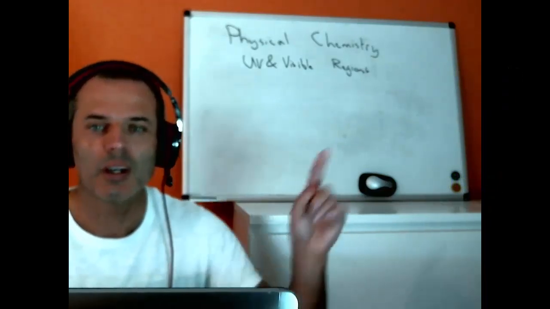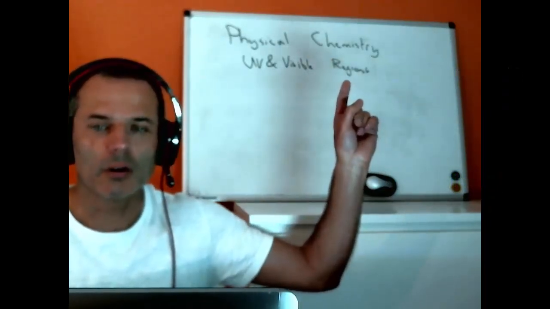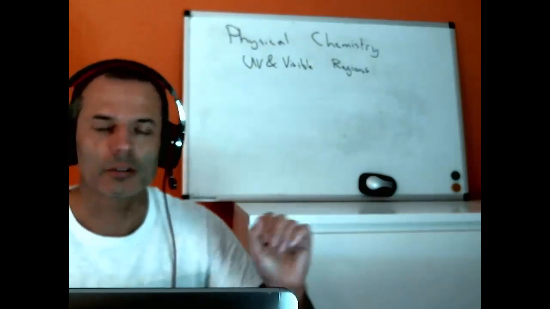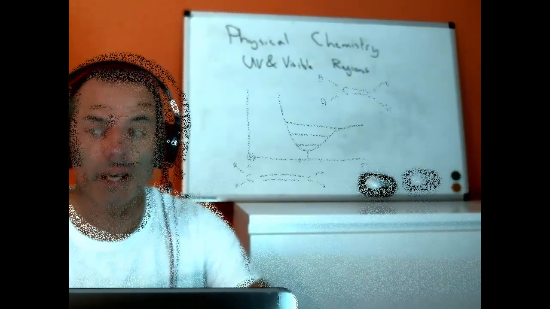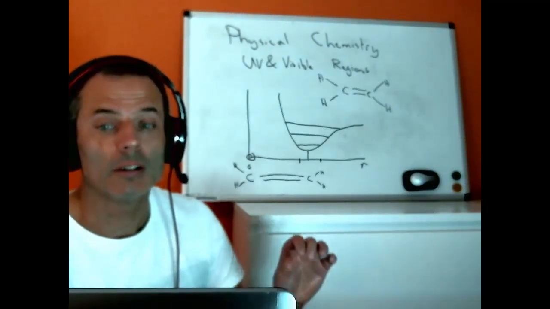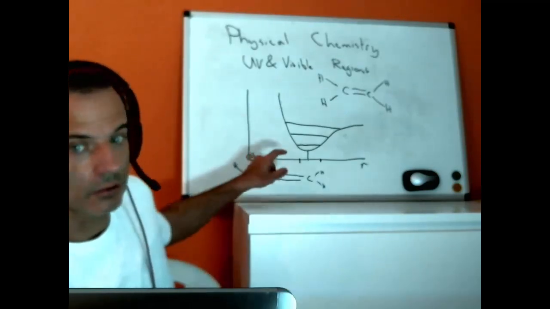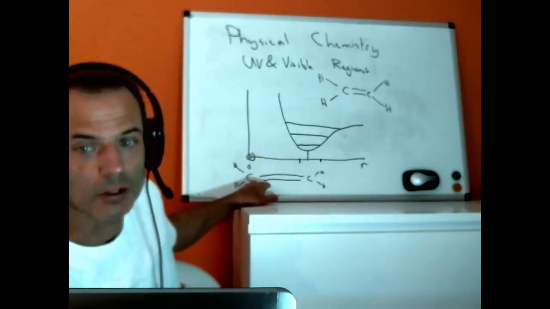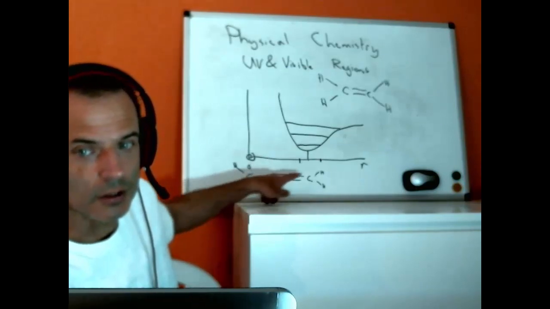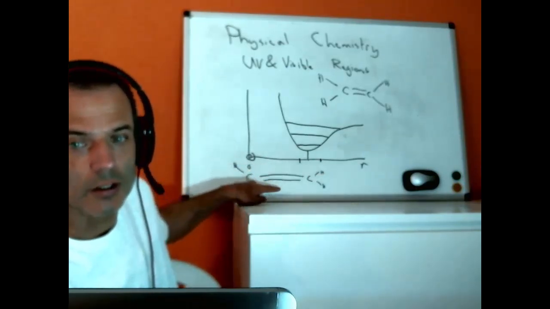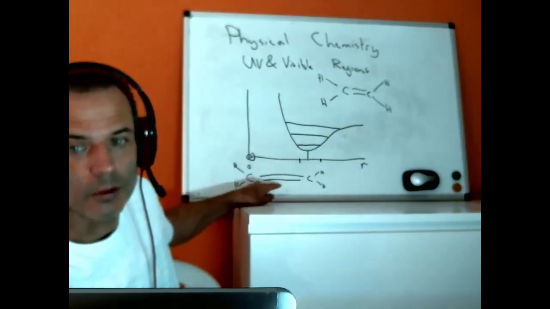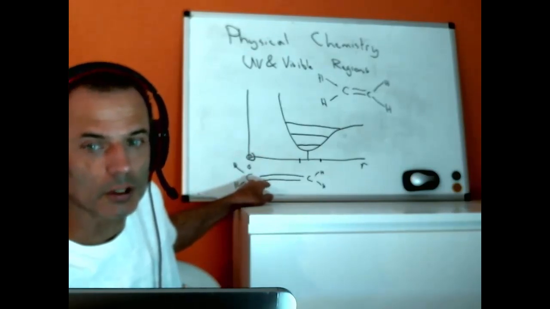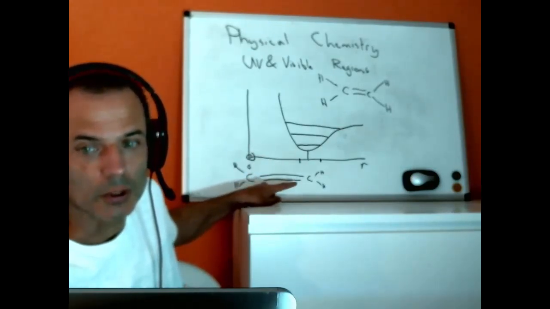Physical Chemistry with me. Today we're going to look at the ultraviolet and visible regions of the spectrum and see what can be done there. So remembering last time, the distance between two atoms, for example, in a stretching vibration varies. This is the distance r, between the two atoms. If we take an ethene molecule, for example, we can measure the distance between the two carbons.